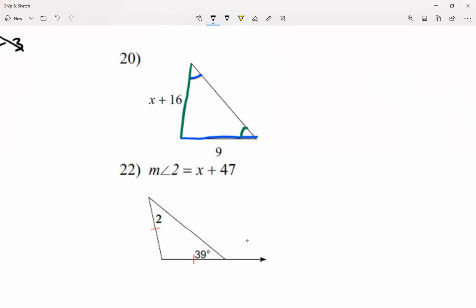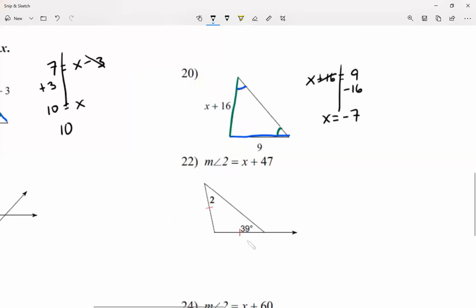So for me to solve for x, I'm gonna go x plus 16 is equal to 9. Let me separate them through the equal sign. My plus 16, let me move it over as a minus 16. So I get that x is equal to 9 minus 16, which is negative 7.